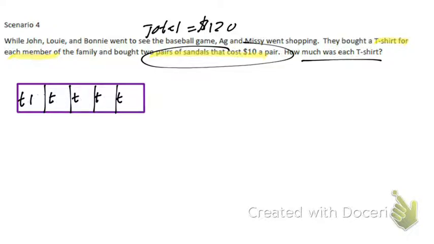So you got 2 options here. The first option is you could just put plus 10 for 2 of them, because only 2 of them are getting both a t-shirt and sandals, while the other 3 are just getting t-shirts.